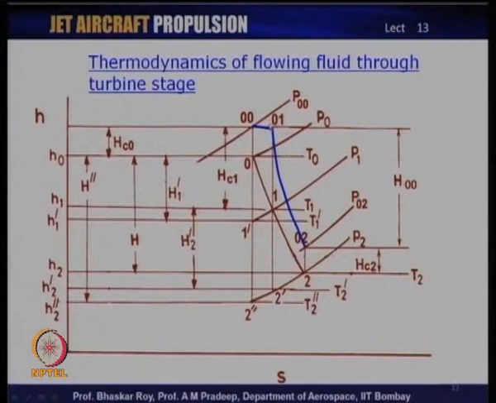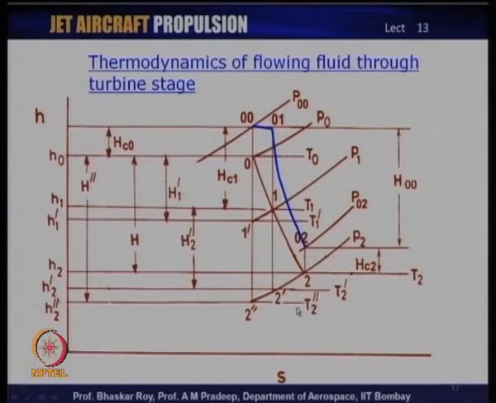Now, from 01 to 02, that is where the work is being done, that is the flow through the rotor, and as a result of it, at the end of it, the kinetic energy head goes down from HC1 to HC2, much lower. So, it gives up a lot of energy, including a lot of kinetic energy. It gives up a lot of pressure. It indeed gives up a lot of enthalpy, as you can see here.